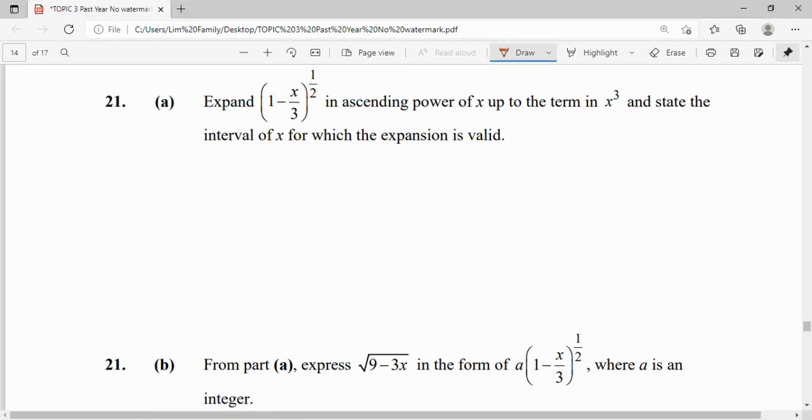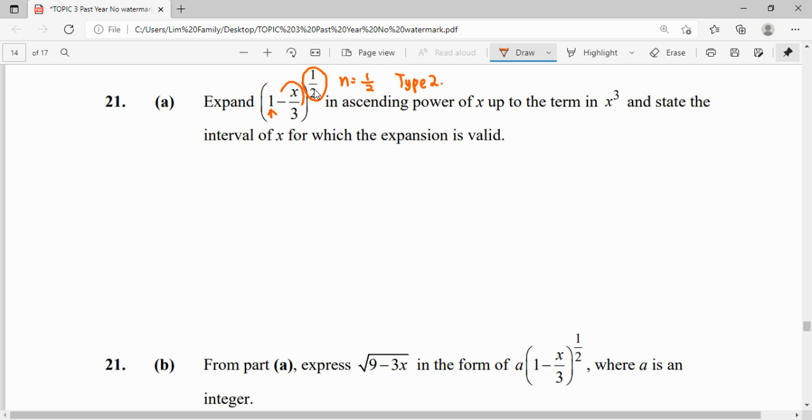So for question 21a, they ask us to expand this binomial expression. You can see our power is 1 over 2. This is not positive integers. It is positive, but it's not integers. 1 over 2 is a rational number already. So therefore, we will use the formula of type 2, where our first item here must be 1. Yes, it fulfills our situation already.